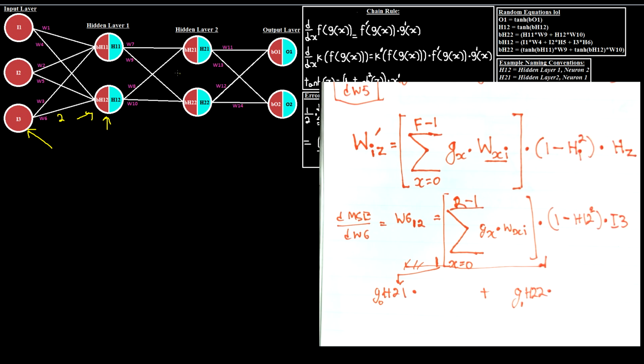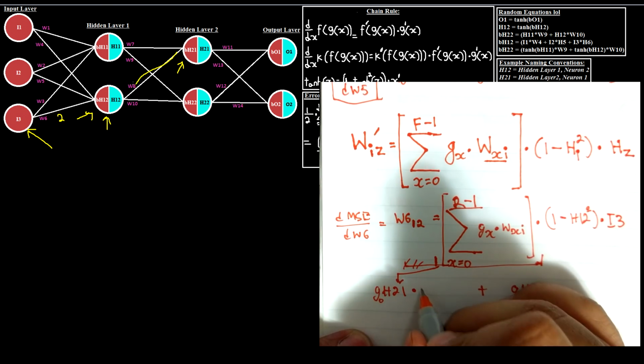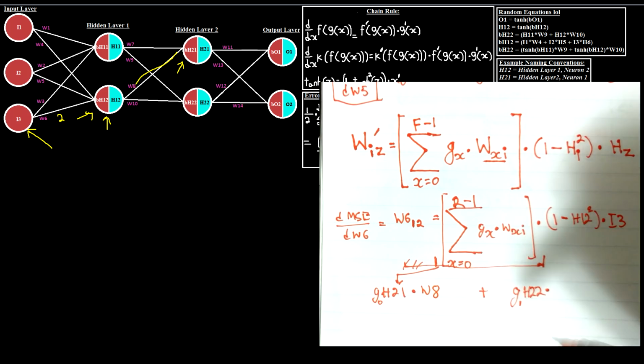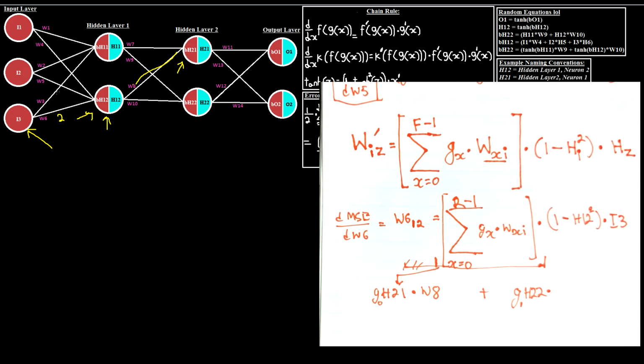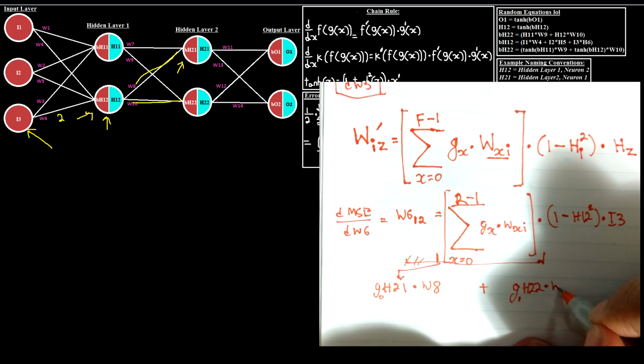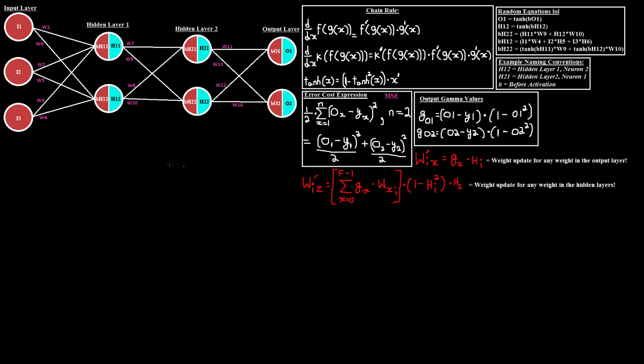So when X is 0, we're targeting this neuron, the 0th index neuron in the forward layer, and when I is 1, it's weight 8. So weight 8. When X is 1 and I is 1, that's weight 10. Weight 10. Now let's get into what our data structures are going to look like.